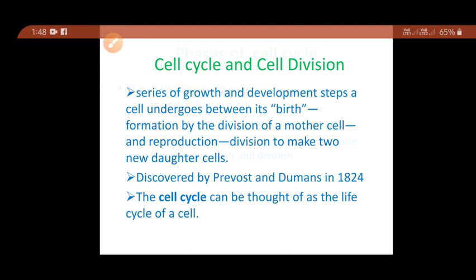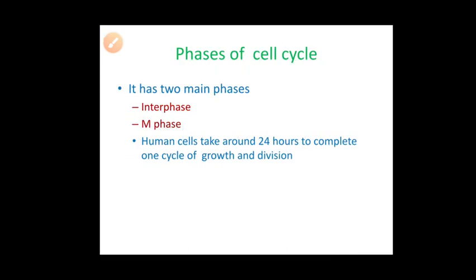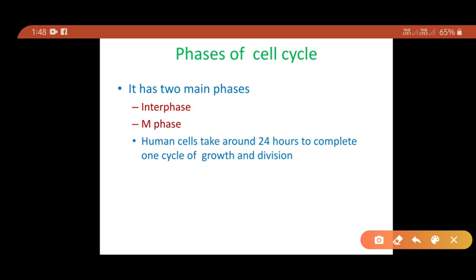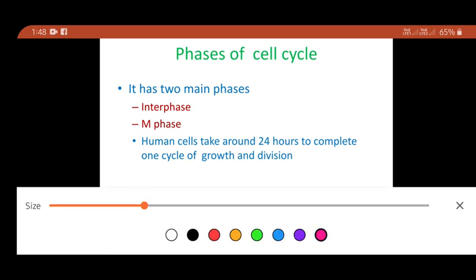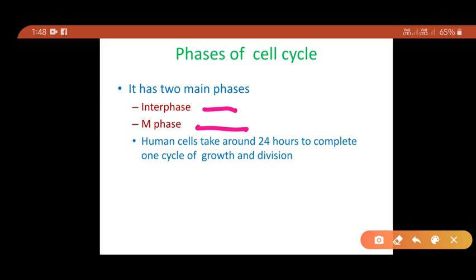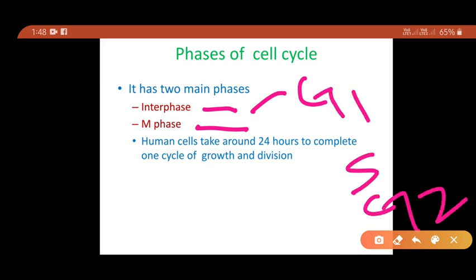Next, phases of the cell cycle. There are two main phases of the cell cycle, that is interphase and M phase. M phase also means mitotic phase. Interphase is of three types: G1 phase, S phase and G2 phase.